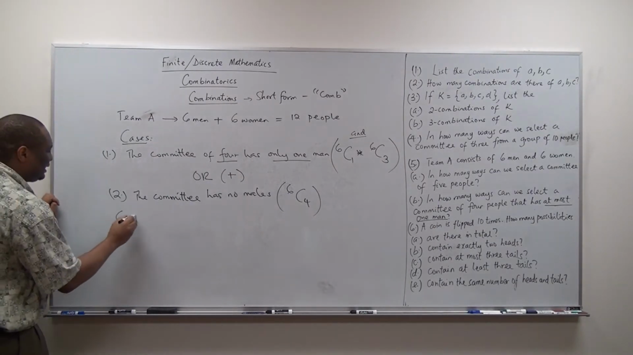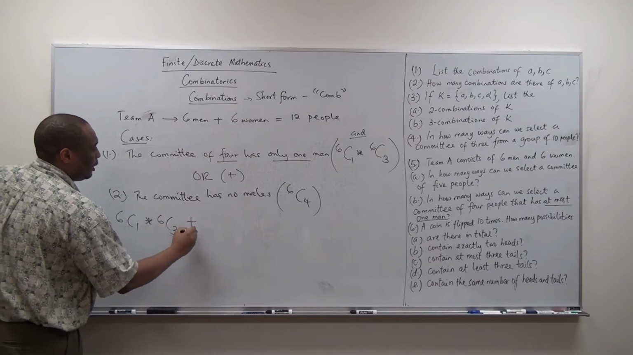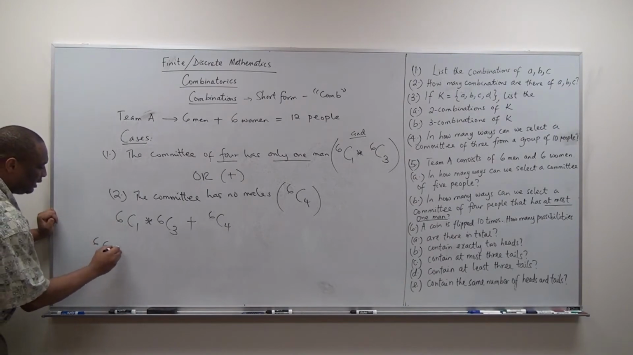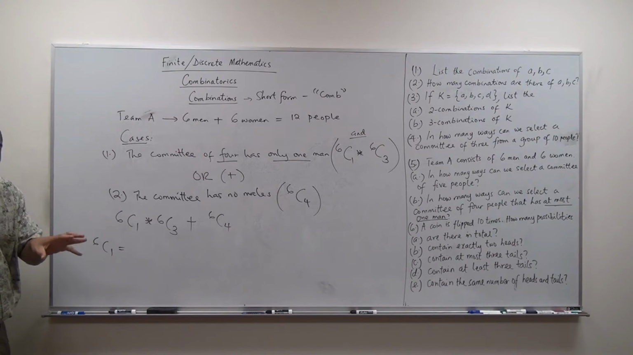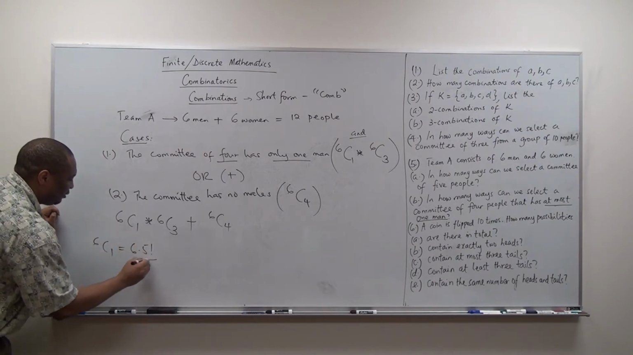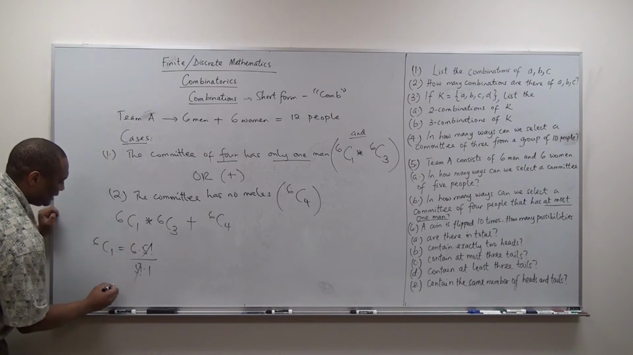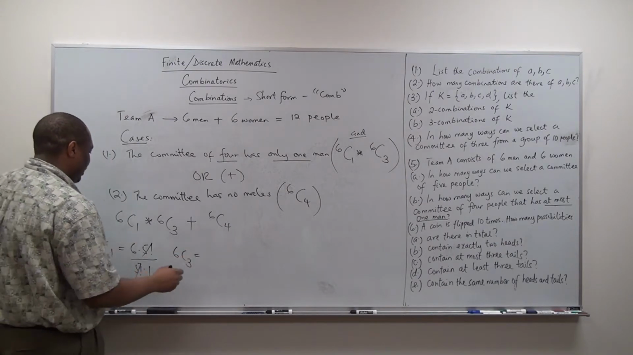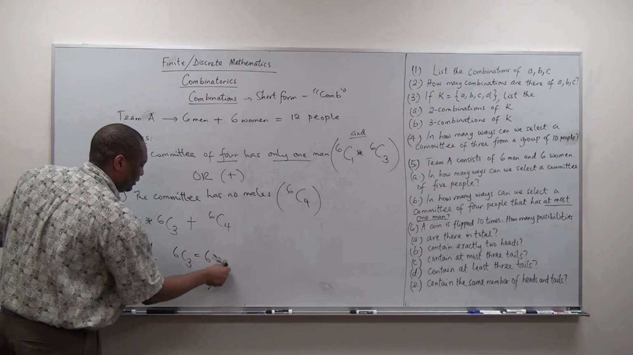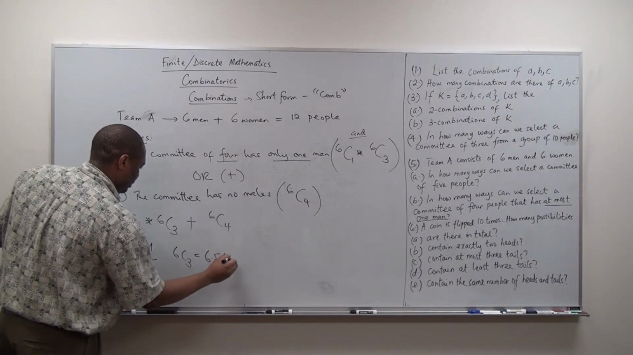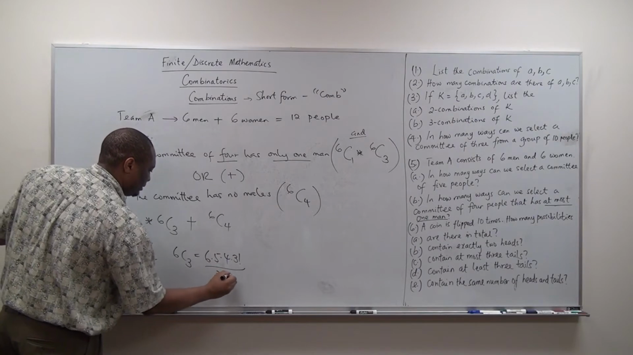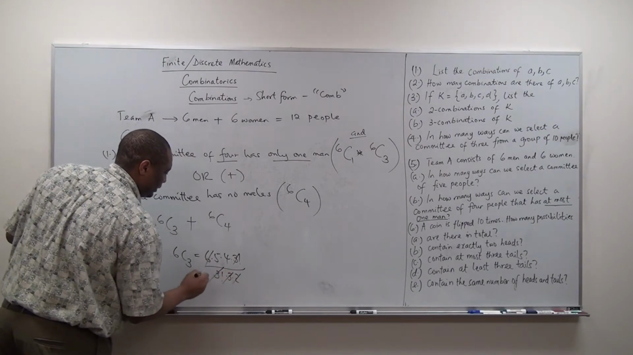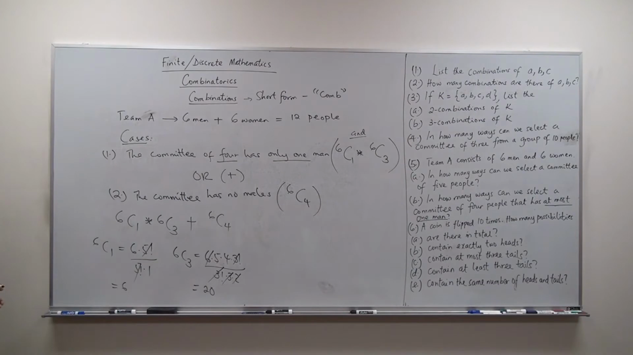So the number of ways will be 6 come 1 times 6 come 3 plus 6 come 4. Okay, 6 come 1 will give us what? Of course, if you use the calculator, I don't have my calculator, but let me do it mentally so you know what I'm talking about. So 6 times 5 factorial over 5 factorial times 1 will be 6. Then 6 come 3 will be 6 times 5 times 4 times 3 factorial over 3 factorial times 3 times 2. So this will cross out, and 3 and 2 is 6. So this is 20. Right?